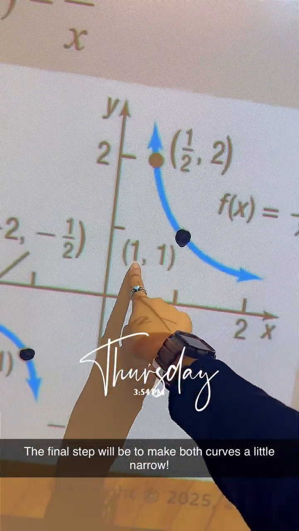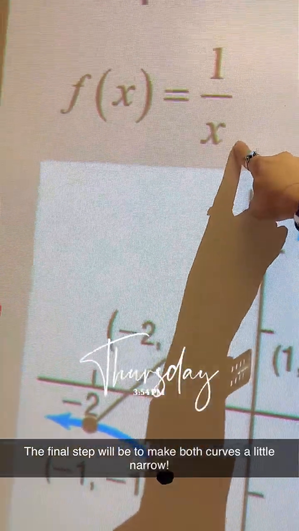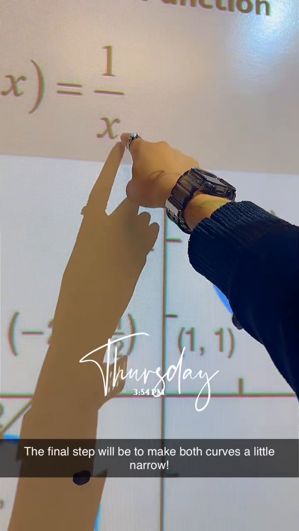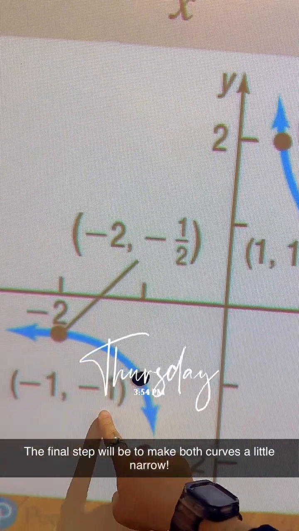If I substitute 1 for the x, it's going to be 1 over 1, which is 1. Agree? If I substitute negative 1 for the x, it's going to be 1 over negative 1, which is negative 1. Therefore, y is negative 1.